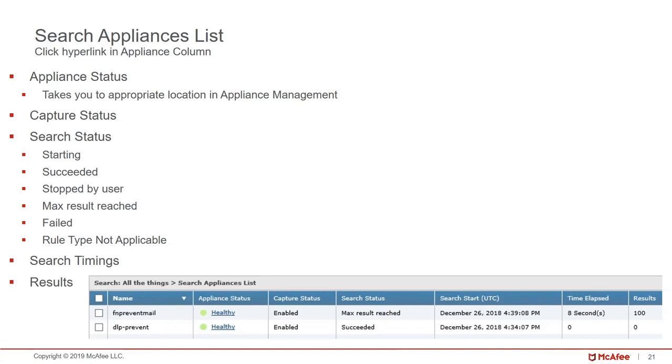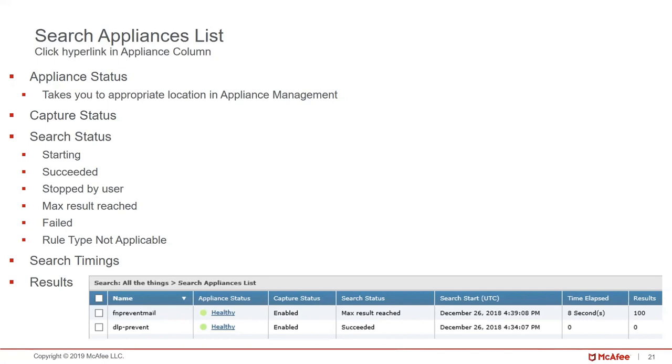Search status will give you a status of your current search scans that you're running, if you are running any, or the last known status. In my case, one of mine reached a max result, and you can see all the way over on the right-hand side there is a results column. I did reach that 100 results parameter that we had in our search configuration. So that's why I got that max result reached.